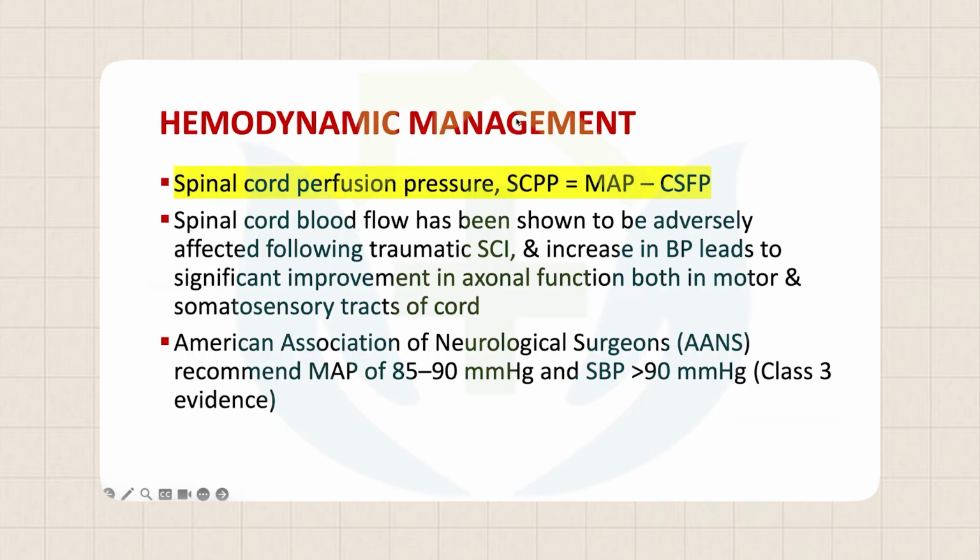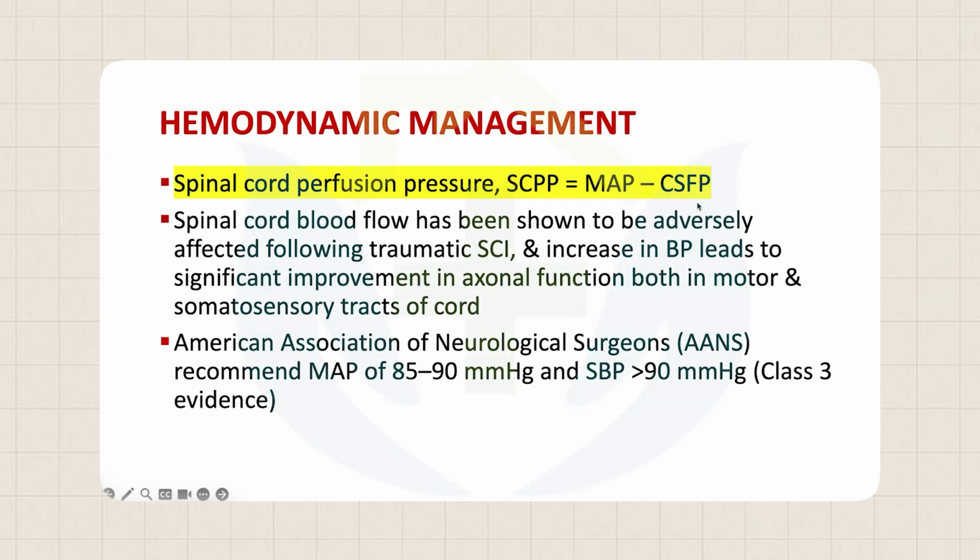Regarding the management of blood pressure in these patients, we have to keep a blood pressure to maintain perfusion of the spinal cord. And we have taught in previous classes that perfusion is dependent on the upstream pressure minus the downstream pressure. So the downstream pressure is the cerebrospinal fluid pressure, and upstream pressure is your mean arterial pressure. So you have to subtract the CSF pressure from the mean arterial pressure. So as I was saying, the spinal cord perfusion has to be maintained. So MAP minus CSF pressure is the one that should be maintained.